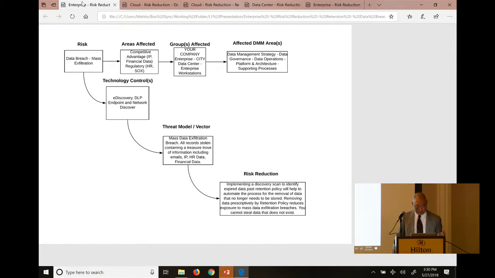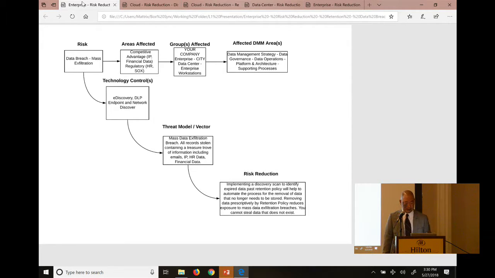In this particular model, this is a data breach and a mass exfiltration. So what technology control do I want to throw at it: e-discovery, DLP, and all those things. And why would I care about it? That's under the areas affected. The next thing is groups affected. I can break it down by, this is your data center, this is your cloud, these are the people who are responsible for this, and these are the people who are probably going to get fired.